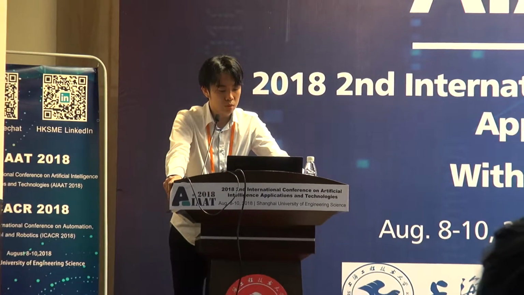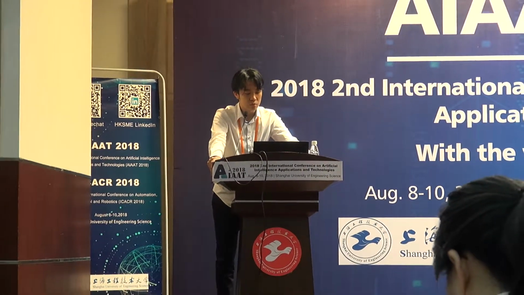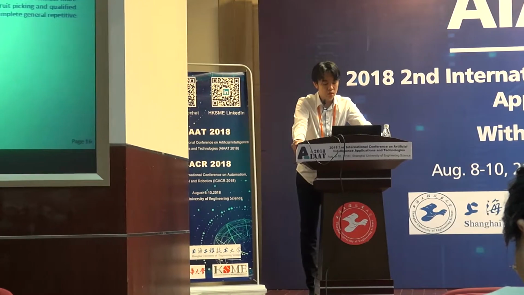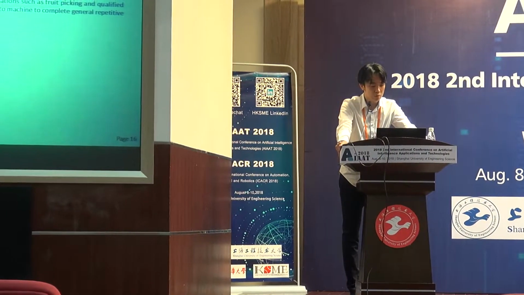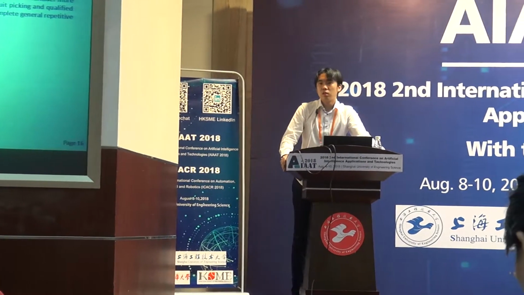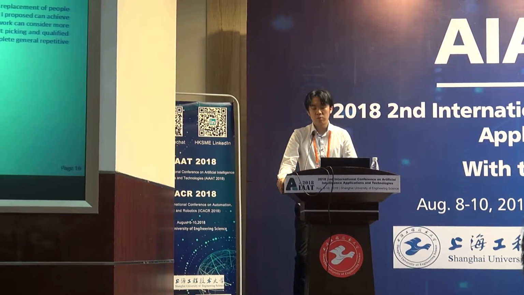Now I'll go to give my conclusion. With the continuous increase of labor costs in modern society, there are more and more replacements of people with robots to reduce costs and improve production efficiency. The recognition-based robot I propose can achieve the functions of specified task planning and object moving applications. Future work can consider more complex target recognition algorithms to achieve more complex applications, such as fruit picking and qualified product classification, so as to fully realize the replacement of people in general repetitive tasks, thus allowing more people to engage in creative work. However, there are also lots of improvements to make to my robot after several tests.